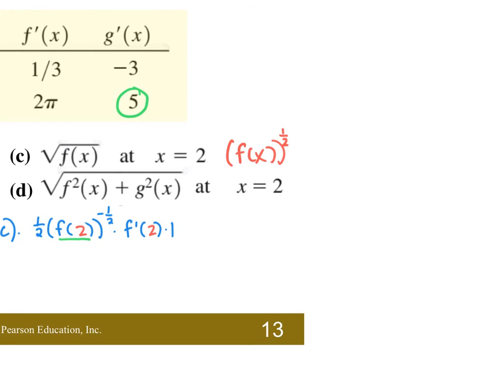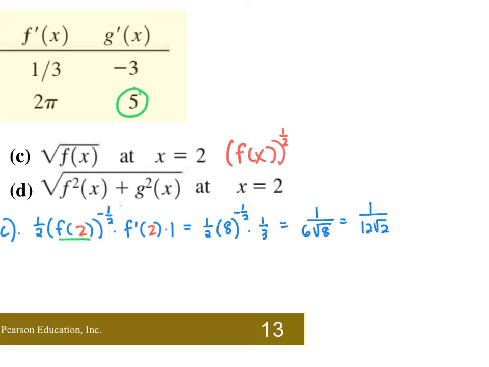So this will give me 1/2 times 8 to the -1/2. And then f prime of 2 was 1/3. So altogether, this gives me 1/6 times the square root of 8. If I simplify the square root of 8, that would be 1/12√2. Now you don't have to rationalize that, but you do have to simplify square roots.